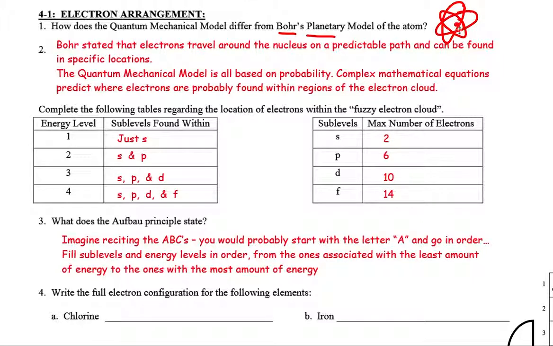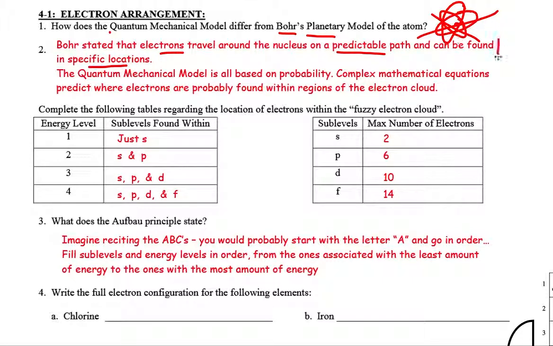The nucleus is in the center, and I think the electrons move around on paths just like planets go around the sun. And just like we can predict exactly where a planet's going to be at any point in time, he thought that we can predict where an electron's going to be. That is not right. So he stated that electrons travel around the nucleus on a predictable path and can be found in specific locations. That's not right.